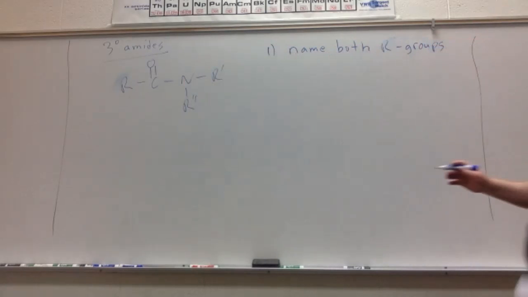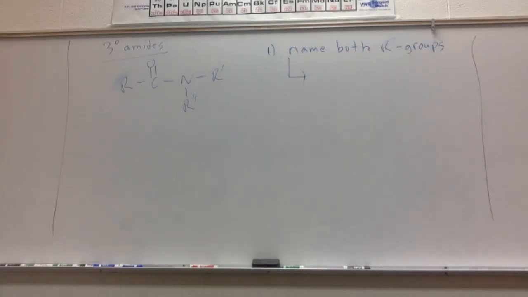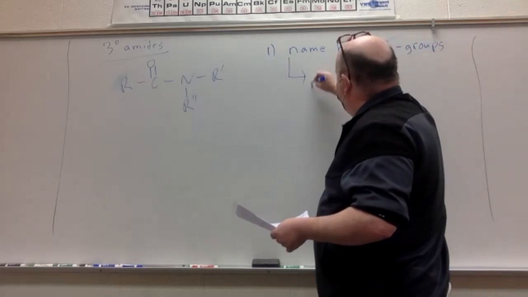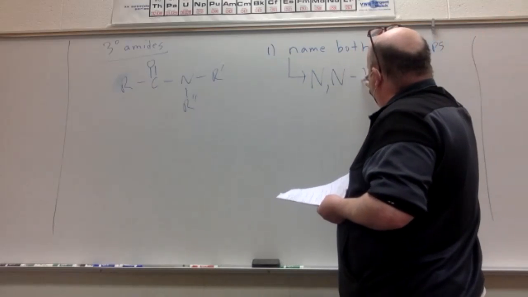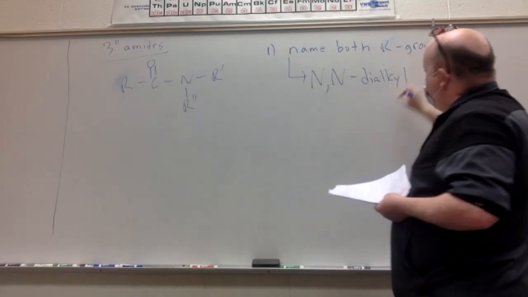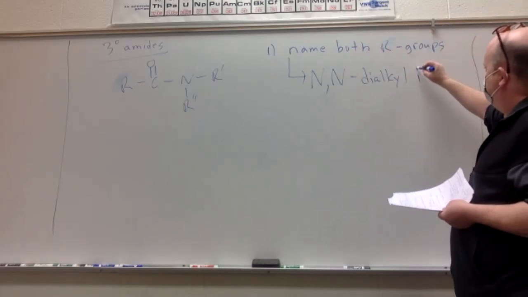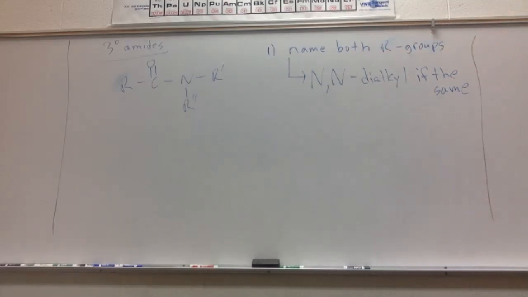You have a couple of different situations. It's possible those 2 R groups on the nitrogen could be exactly the same, right? You might have 2 methyl groups on nitrogen, 2 ethyl groups, whatever. If that's the case, what you do is you write N, comma N, dialkyl. So if you have 2 methyl groups, it would be N, comma N, dimethyl. You have to write the N twice.